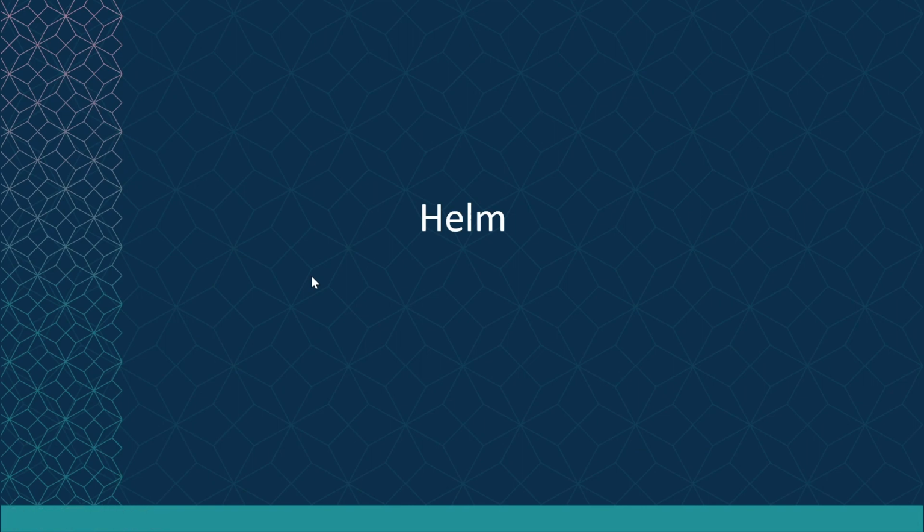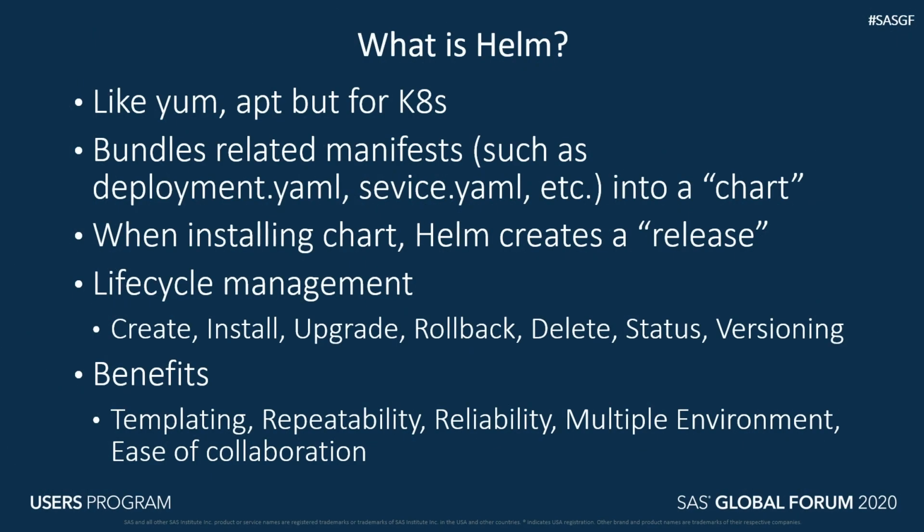All right, let's talk next about Helm. So what is Helm? Helm is an orchestration tool for Kubernetes. That's one way to think about it. Kind of like yum or apt, but for Kubernetes, a package manager sort of thing. It bundles related manifests such as deployment YAMLs, service YAMLs, etc. into a chart. These are the kinds of things we talked about for Kubernetes in the course, deployments, services, all those different Kubernetes objects that we can put together into a single chart where they're grouped together to apply as a unit.